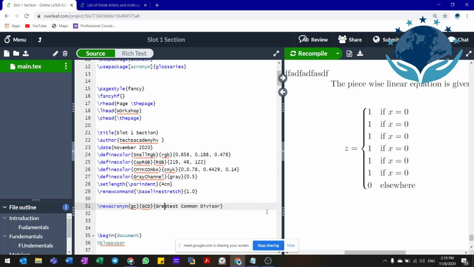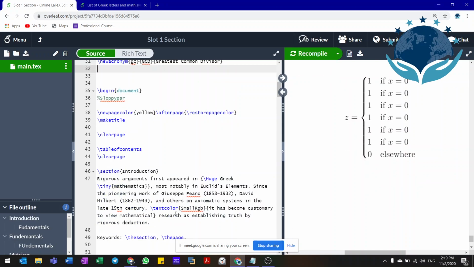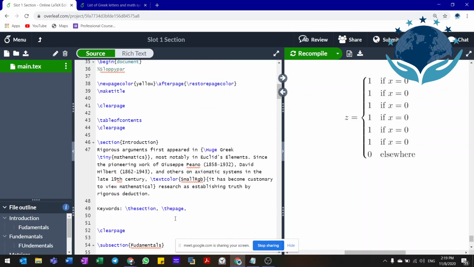Now whenever you define the acronym, the first time usage should have the expanded form, which is the greatest common divisor, and inside the bracket it should have GCD. For the next usage you should not use the expanded form. That is automatically taken care of by LaTeX. So that is one of the things.